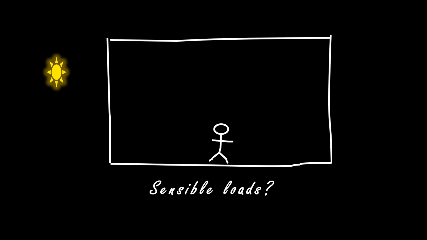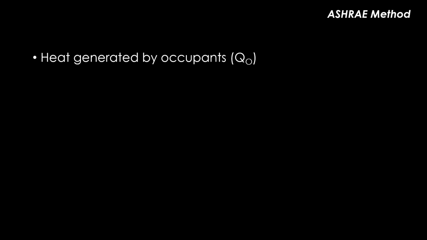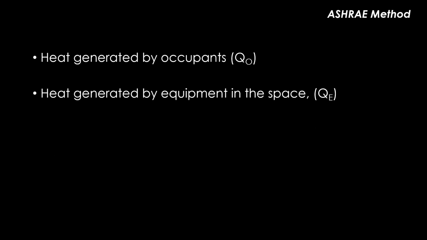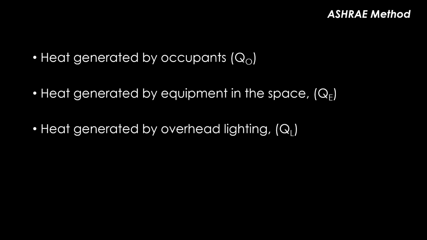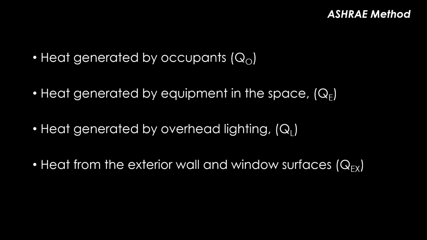The first step is to identify the type, location and magnitude of the loads and group them into these four categories. First, the heat produced by the occupants, here referred to as QO. The heat emitted by the equipment in the space, QE. Heat from overhead lighting, QL. And the heat from the exterior wall and window surfaces, which should include load transmitted through solar radiation, QEX.